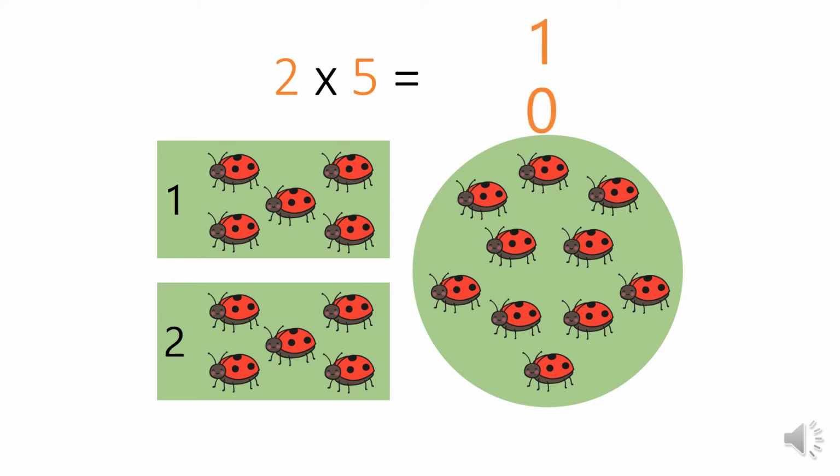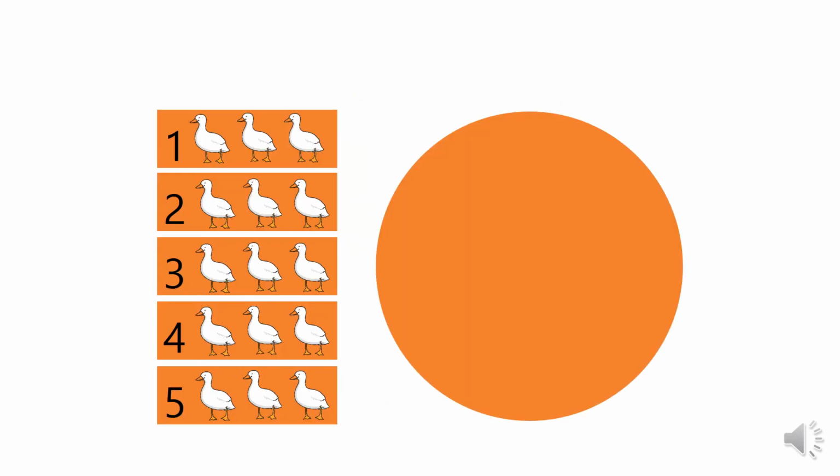I've got 10 ladybirds in total. 5 plus 5, 2 times 5. Now I have some geese. How many groups of geese do I have? 1, 2, 3, 4, 5. 5 groups of geese, 5 rows of geese.